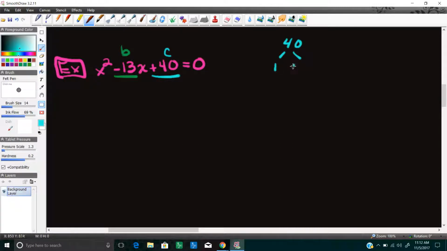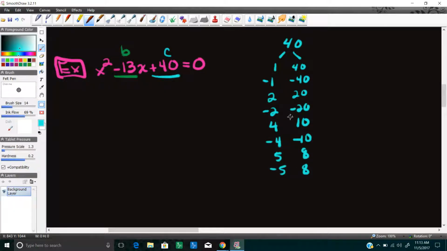There's 1 times 40. There's -1 times -40, because remember, two negatives make a positive. There is 2 times 20, -2 times -20. 3 doesn't go in, 4 goes in 10 times, so 4 times 10, -4 times -10. 5 goes in 8 times, so 5 times 8, and then -5 times -8.